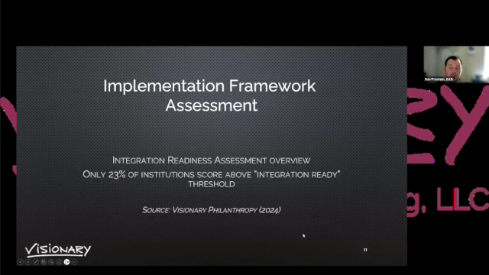So, implementation framework. The first thing that is really important is the assessment. So, integration readiness assessment overview. Only 23% of institutions score above integration ready. So what's really important, and the way that we view it, and athletics is a little bit newer for us, higher education is not, is can these departments integrate smoothly? Who's covering what positions right now? What do portfolios look like? How many alumni are there? How many friends are there?